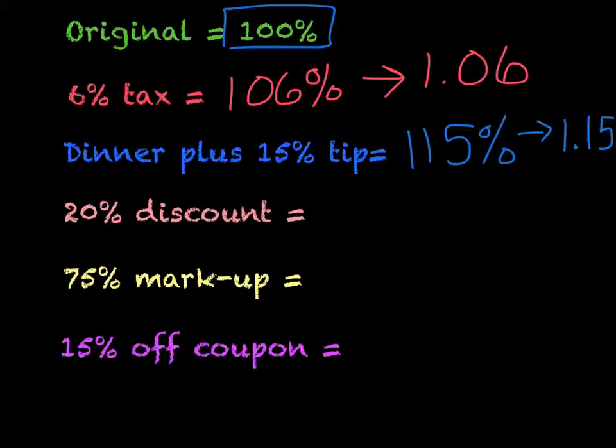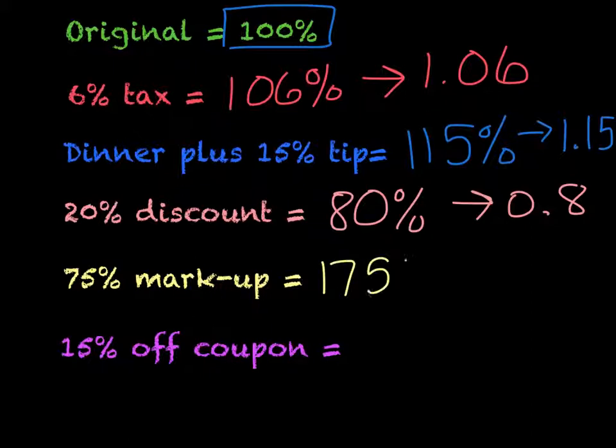So a 20% discount: if I go to Kohl's and I have 20% off everything, it's a discount. Starting at 100%, I'm going to subtract 20%. That means I'm going to be paying 80%, and in decimal form, that would be 0.8. A 75% markup: if I own a company, I buy some products, and then I'm going to sell them at an increased rate. So basically I would be selling it for 175% of the original. In decimal form, that would be 1.75.